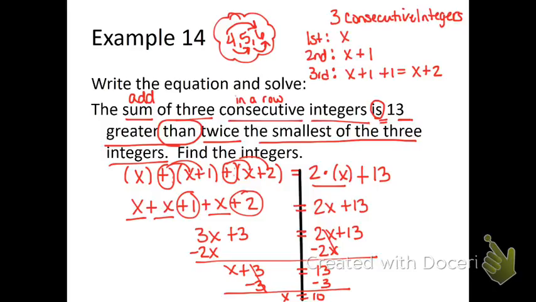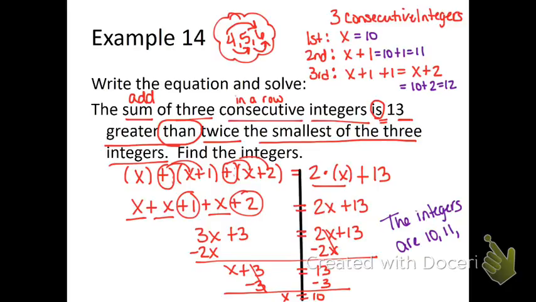Well, I know x is 10, so that means my first integer, and back up here at the top, I'm going to change colors here to make it easier for you to see. I'm going to go to purple. So my first integer is 10, which means the second integer is that x is 10 plus 1, so it's 11. And the third one is the x plus 2, so it's 10 plus 2, which is 12. Now remember, because this is a word problem, we're going to answer it in a complete sentence. Doesn't have to be anything fancy, so the integers are 10, 11, and 12.